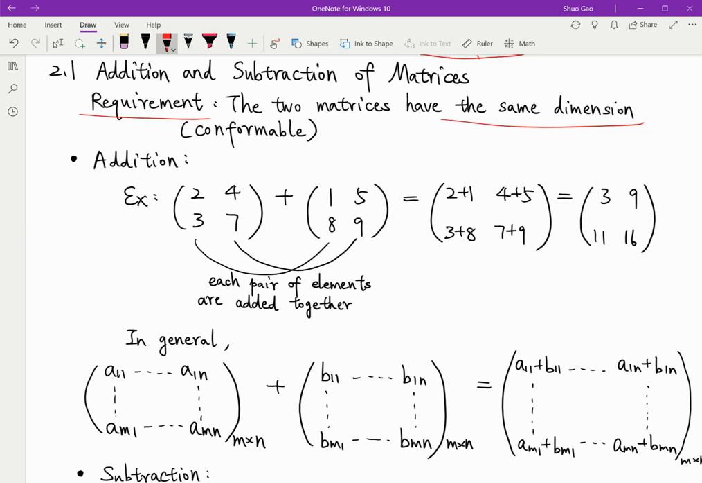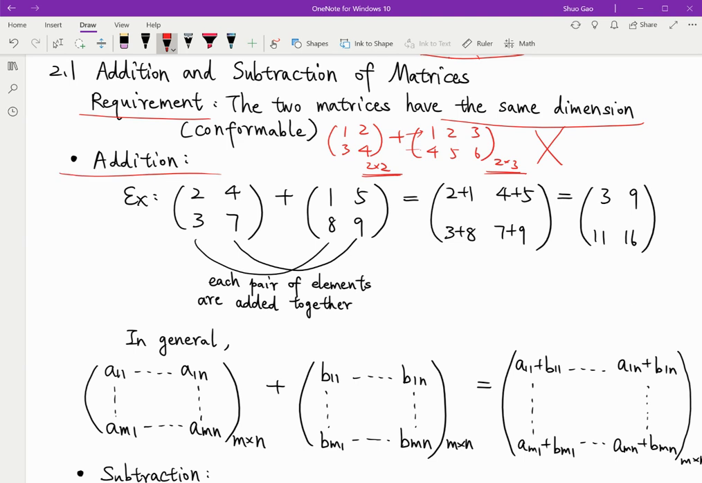If they have different dimensions, for example, [1, 2; 3, 4] plus [1, 2, 3; 4, 5, 6]. Right. So this is a 2 by 2 matrix. So this is 2 by 3, right? We have 2 rows and 3 columns. So these two matrices have different dimensions, so they cannot be added or subtracted, right? Only matrices of the same dimension can be added or subtracted.